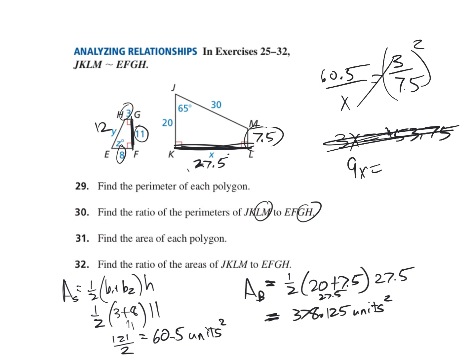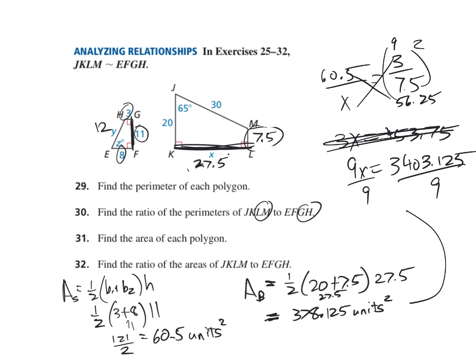7.5 times 7.5 is 56.25. And so you take 56.25 times 60.5, and that gives you 3,403.125, and we divide by 9 on your calculator, and you get that number. So you could use your proportional setup, your formulas, or try to remember your trapezoid formulas. Either way, you have to know a formula.